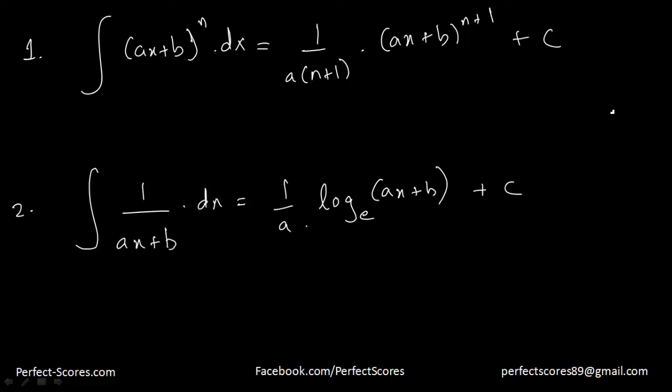So these are the two general power rules which are important here. Now let's go ahead and try some questions out. The first question that I like to try is: find the antiderivative of (3x + 7) raised to the power 4. So how am I going to do that?